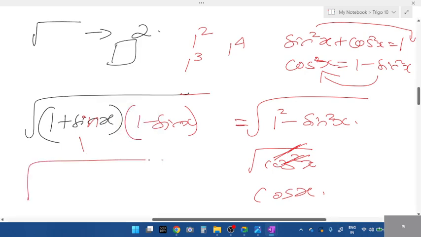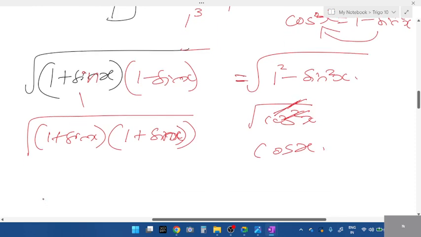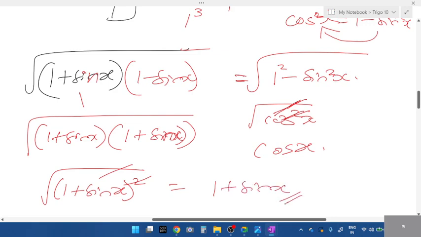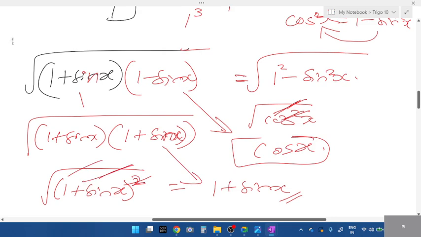This is one way. The next method: 1 plus sin x is given. If I multiply with 1 plus sin x, how many times is 1 plus sin x multiplied? Twice. It becomes a square. Now can I cancel it? You get 1 plus sin x. Look at the difference. If you multiply by minus, you get a different value. If you multiply by plus, you get a different value. The concept here, you need a square to reduce the square root.